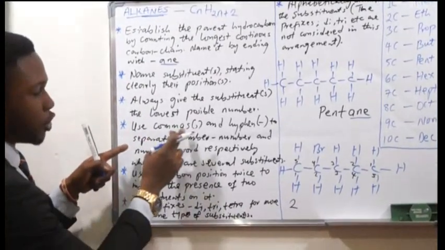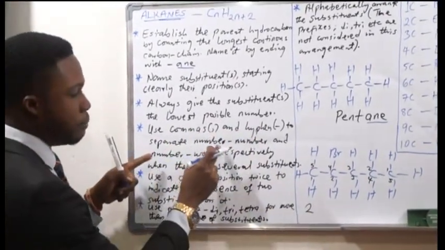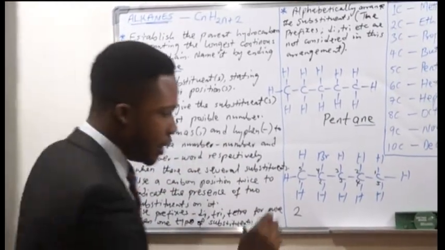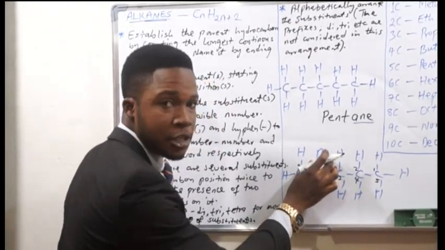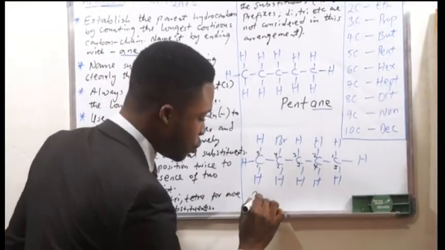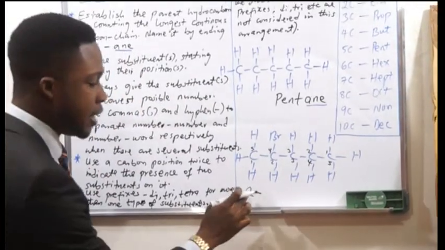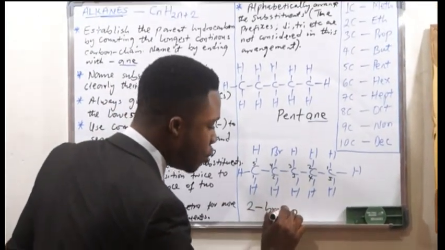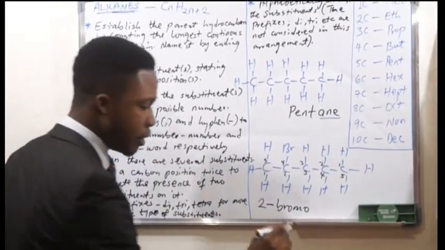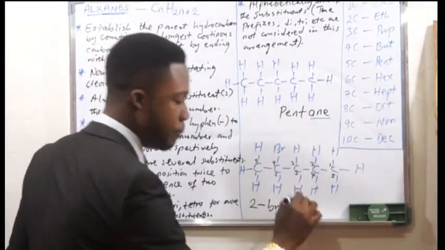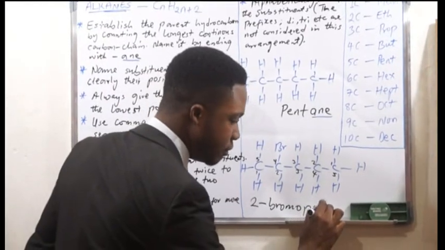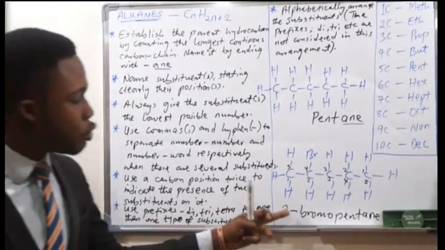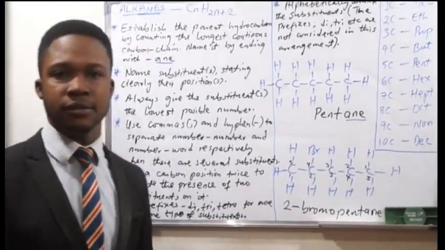Now, we use commas and hyphens to separate numbers and words respectively. Bromine as a substituent is known as bromo. So I use a hyphen to separate the 2, which is a number, from bromo, which is a word. Then I put the parent name, which is pentane. So the name of this compound becomes 2-bromopentane.